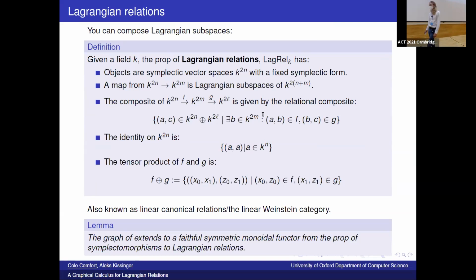The objects of this prop of Lagrangian relations are symplectic vector spaces with the fixed symplectic form that we had before, where you divide the space into position and momentum. A morphism in this category, from K to M, is a Lagrangian subspace of the direct sum of both of these symplectic vector spaces. The composite is given by relational composition. The identity is what you expect. For the tensor product, you have to move all of the position to one side and the momentum to the other side, just for bookkeeping. Like I said, this extends composition of symplectomorphisms, so it is a proper generalization of symplectomorphisms.